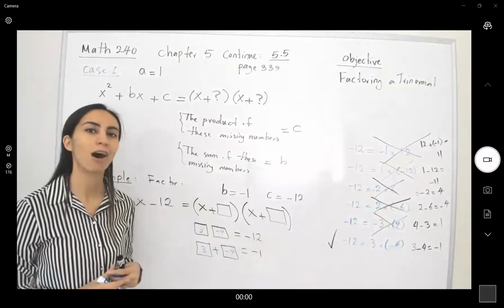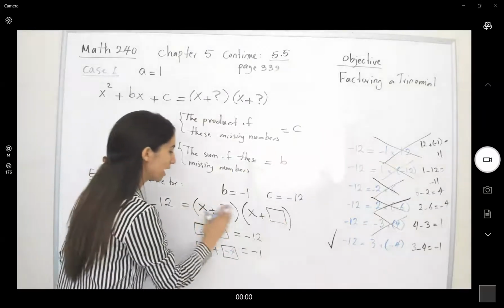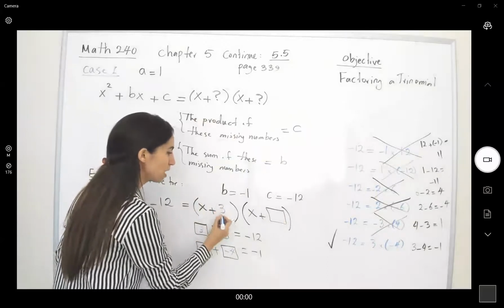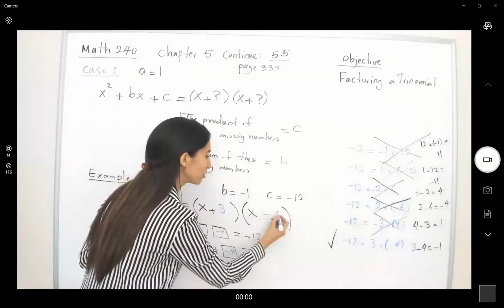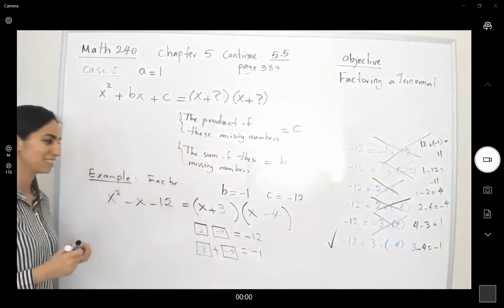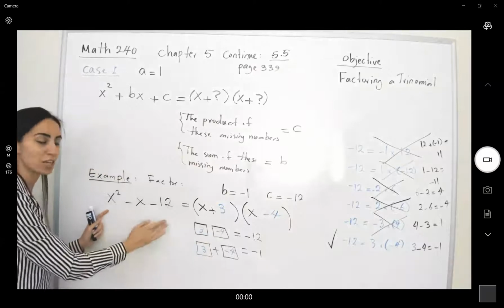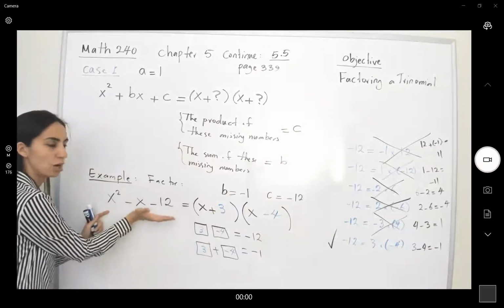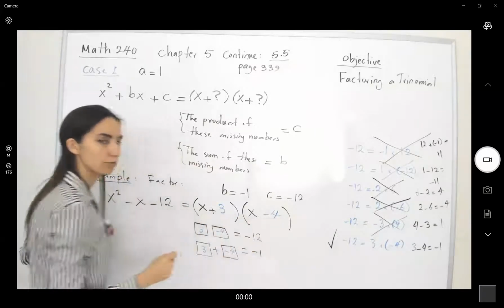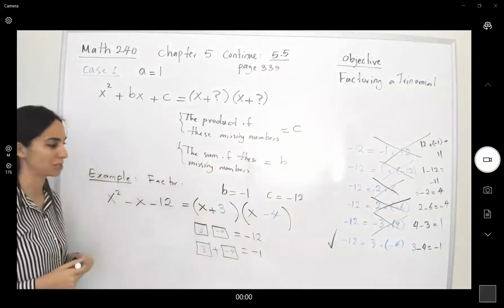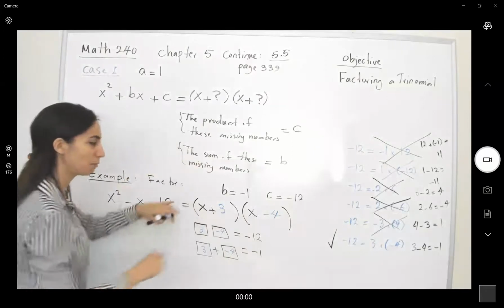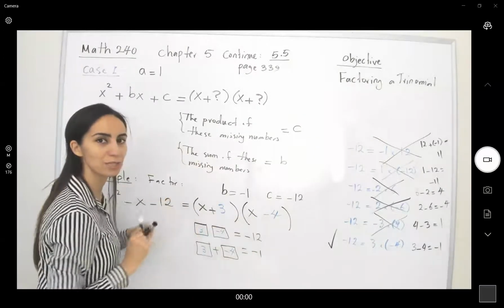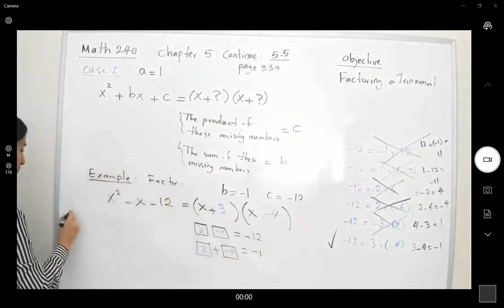The order is not important. So x plus 3, x plus minus 4, which is x minus 4. This is the complete factorization of this trinomial into the product of two linear expressions. Remember that you can always check your factorization by multiplying these two expressions. Check your work.